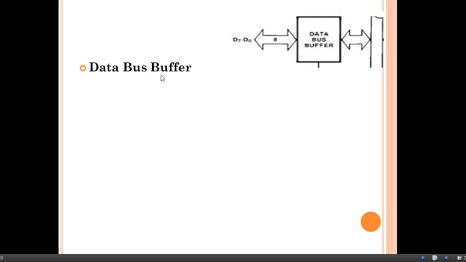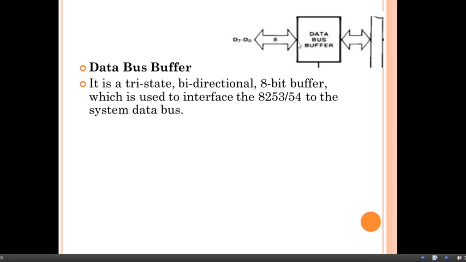Now first of all we'll see the data bus buffer. As we can observe in the functional block diagram, the data bus buffer is tri-state and bidirectional. Here we can observe the arrow is on both sides, that means it is bidirectional, and this buffer is an 8-bit buffer. So it is a tri-state bidirectional 8-bit buffer, and this data bus buffer is used to interface our 8254 to the system data bus. Here it is the internal data bus of 8254, and these lines D0 to D7 of our 8254 get connected with the D0 to D7 data lines of 8086. That means for interconnection of the data lines of 8254 and 8086, this data bus buffer is used.